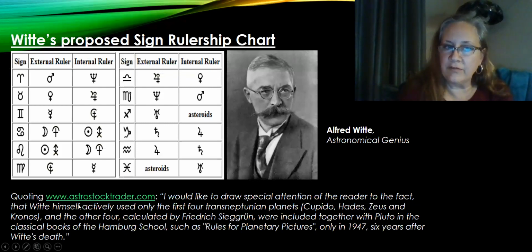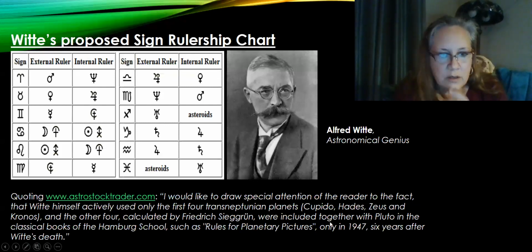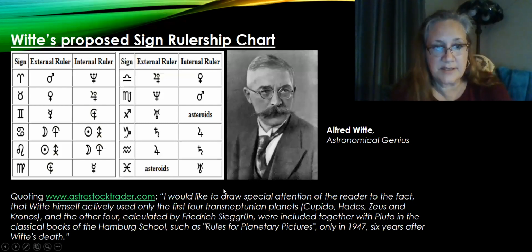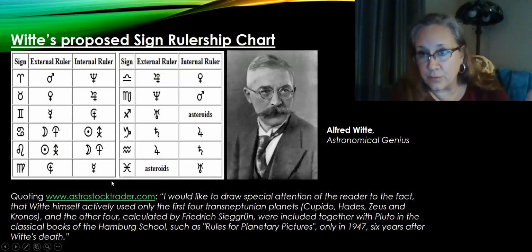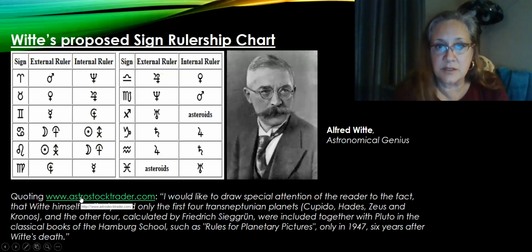But quoting out of Astro Stock Trader is where I got this, that Friedrich Sigrun helped with the other 4 planets calculations, the last 4 Trans-Neptunians. That's why this chart right here only has the first 4 shown: Kronos, Cupido, Hades, Zeus. So that's why the other 4 aren't in there as planetary rulers, because he hadn't finished.